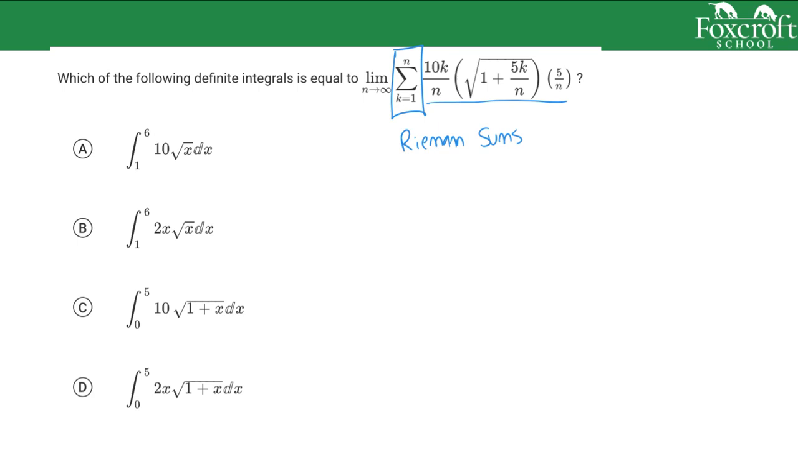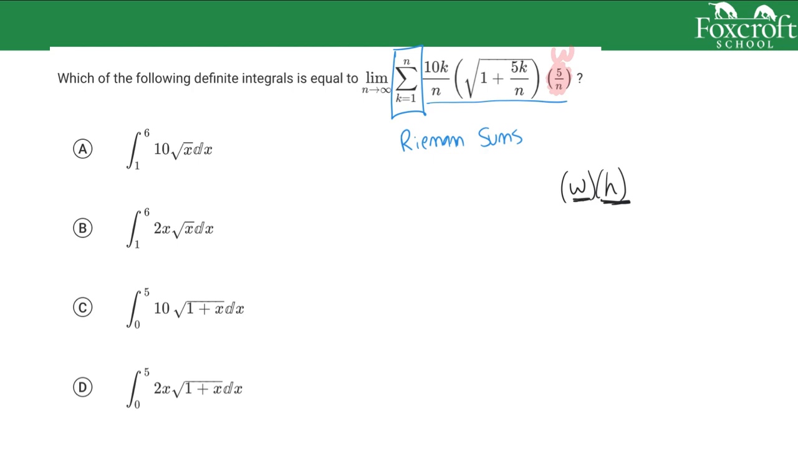And we have to keep in mind for each rectangle, we're going to have a width and a height. The height is the complicated part because that's where we're plugging in our x's and stuff, and those are the ones that are going to change. The width is not going to change. So what is the width in this expression? The width is 5 over n.